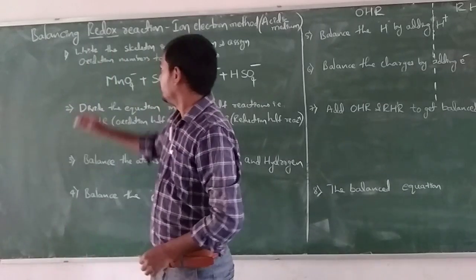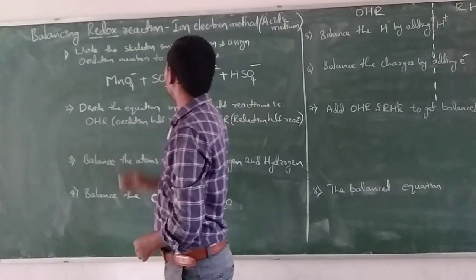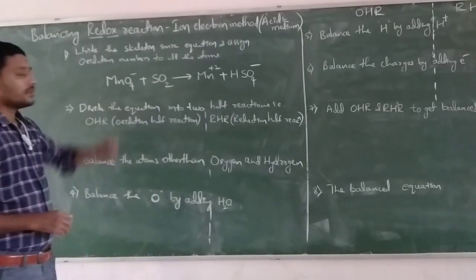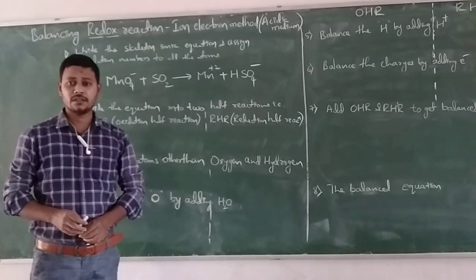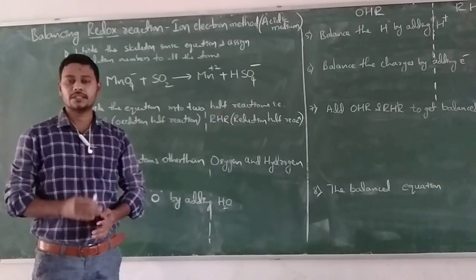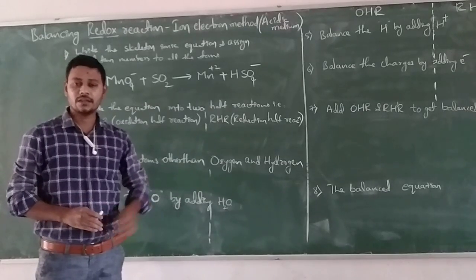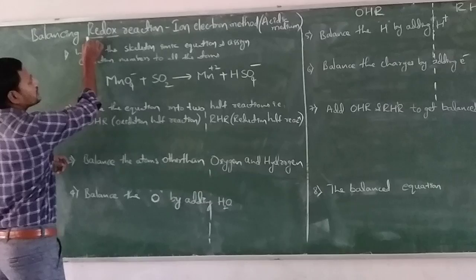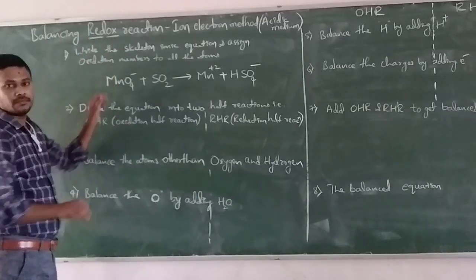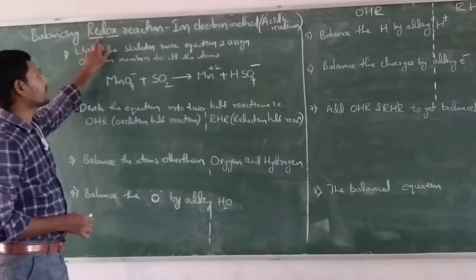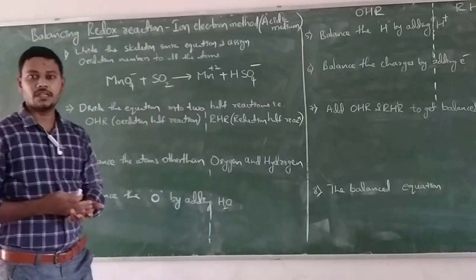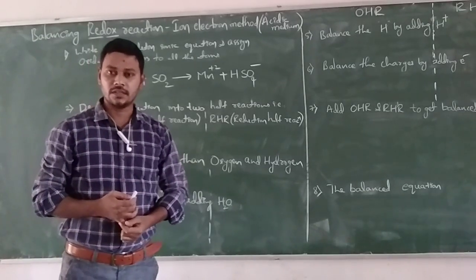Today I want to discuss balancing a redox reaction. So what is a redox reaction? A redox reaction is nothing but a reaction which involves both oxidation and reduction. Redox: reduction, oxidation. So the combination of both oxidation and reduction is called a redox reaction.